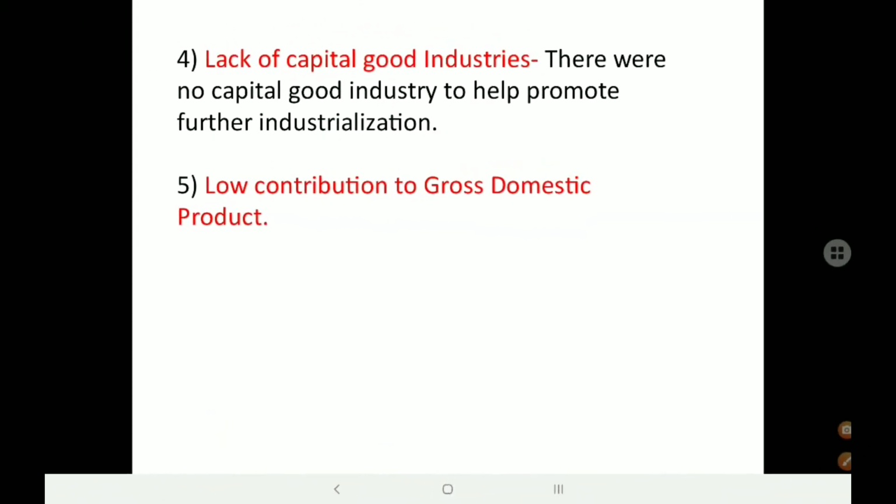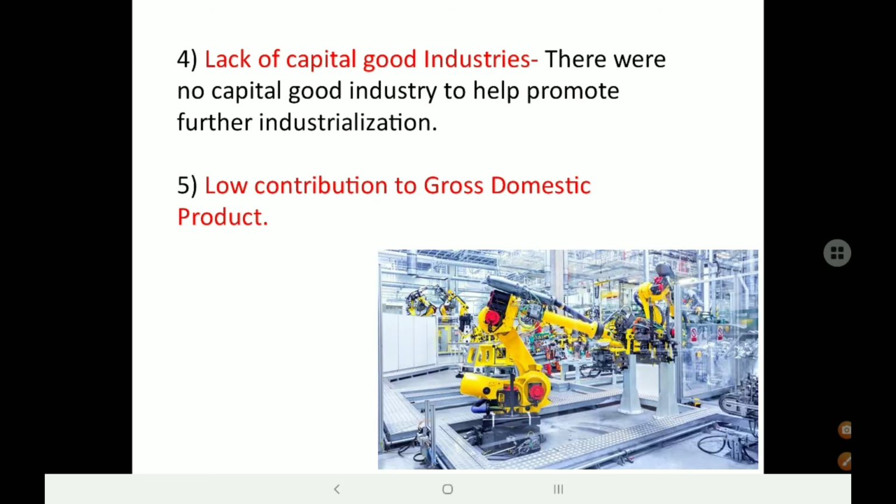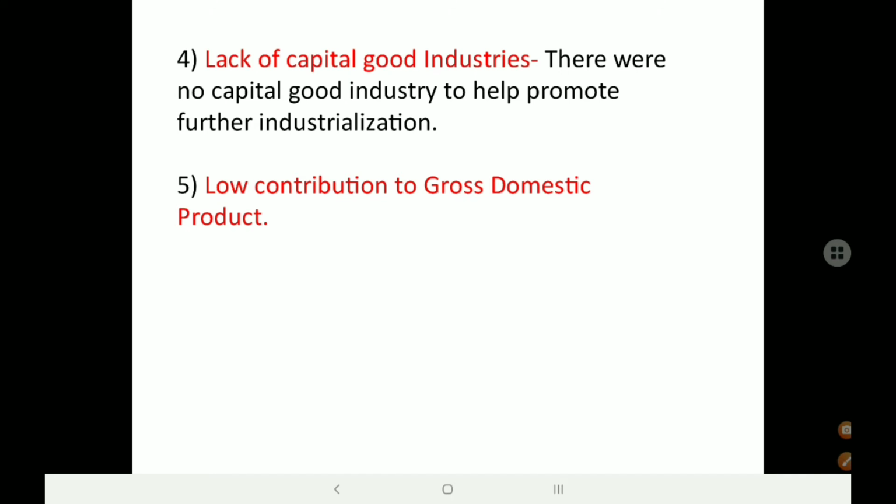The next point is lack of capital goods industries. There were no capital goods industries to help promote further industrialization. It means capital goods industry refers to those industries which can produce machine tools, which are in turn used for producing commodities for current consumption. British rulers did not pay any attention to their promotion as they always wanted Indians to be dependent on Britain for the supply of capital goods and heavy equipment.